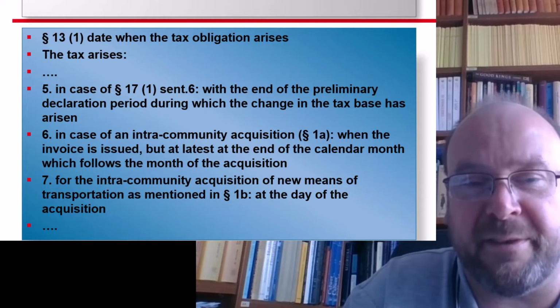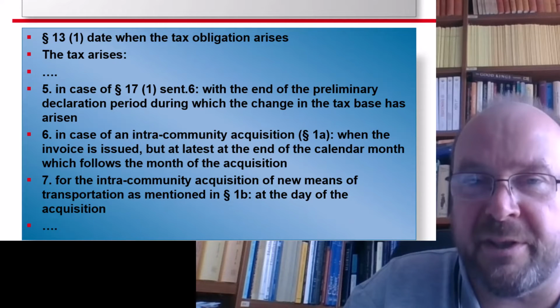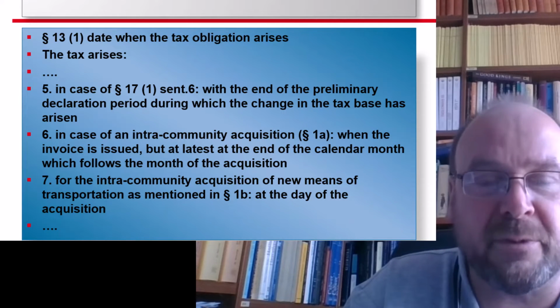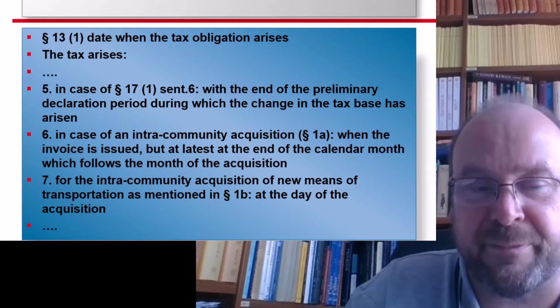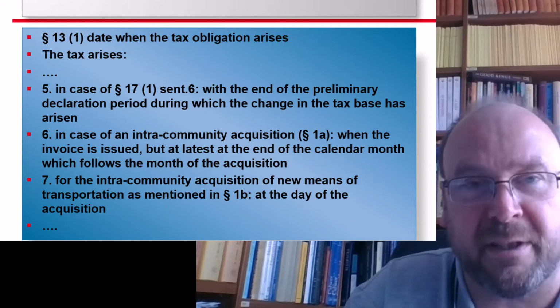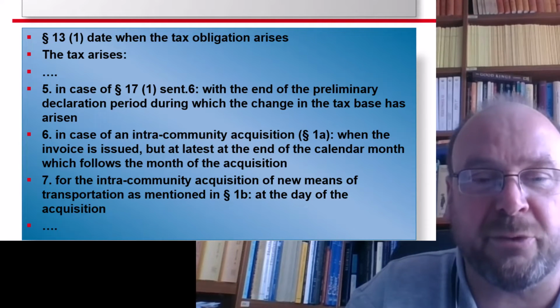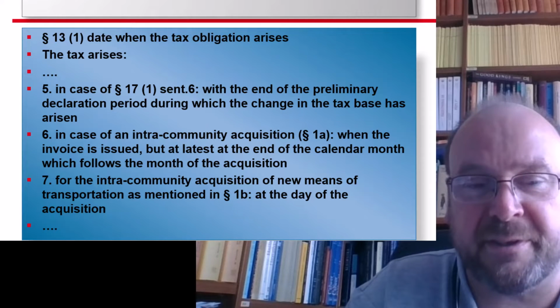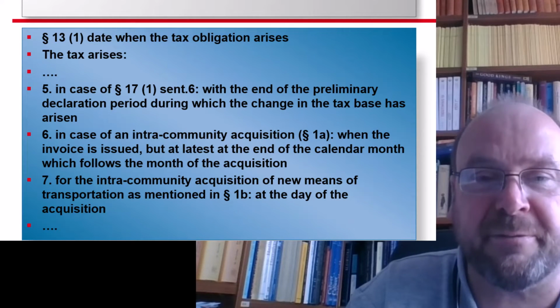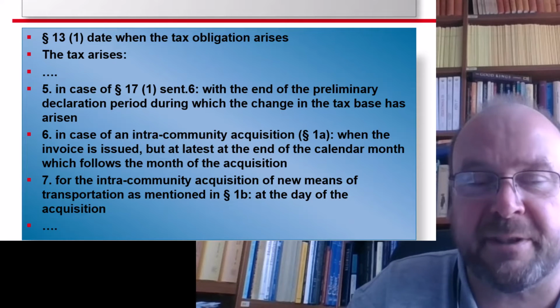To prevent this, you have the second half of the sentence. When the invoice is issued, normally that triggers the tax. But when the invoice is delayed or never coming, then the latest date until which you are allowed to wait to declare the acquisition is the calendar month, the first full calendar month, which ends after the month of acquisition.